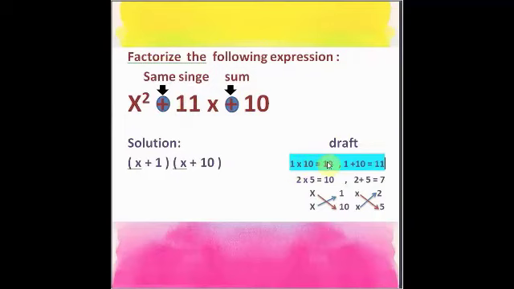So our expression will be factorized into x, 1 and x, 10. To put our signs, the sign of the third term is positive. So our signs will be the same as the sign of the middle term. So our signs will be positive. Again, our expression will be factorized into x plus 1 times x plus 10.